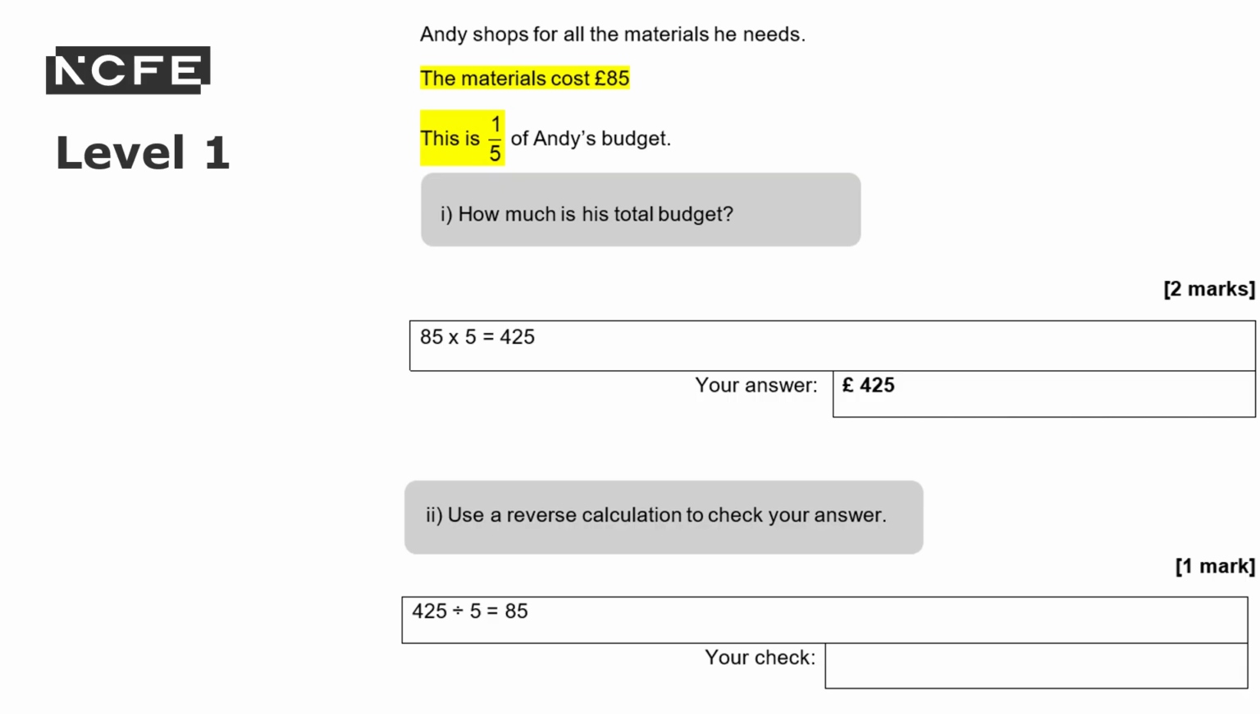It's not necessary for your learners to write in the your check box. They can do if they would like, as long as we can see that clear reverse calculation with an answer. That is what is going to get your learner the mark, and that is also, aside from the mark, what they will hopefully, if they've got enough time in their assessments, be doing for all of their questions. Checking through a reverse calculation is a brilliant way to check through your answers.